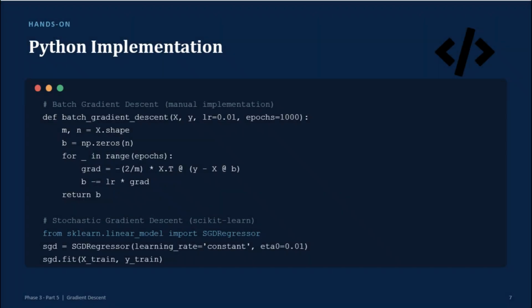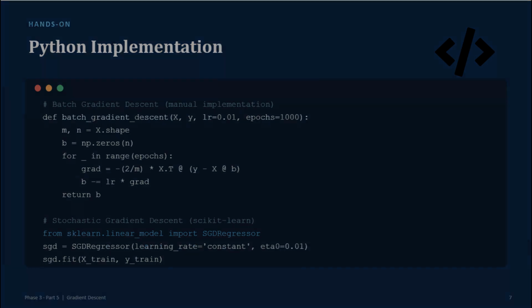In this example, you can see two different approaches. The first snippet shows a manual implementation of batch gradient descent, where we repeatedly calculate the gradient and update the coefficients inside a loop until the model converges. The second snippet uses scikit-learn's SGD regressor, which already implements stochastic gradient descent for us. We simply create the model, specify parameters like the learning rate, and train it using the fit method. The complete implementation, along with the dataset and explanations, is available in the video description, so make sure to check it out and practice on your own.